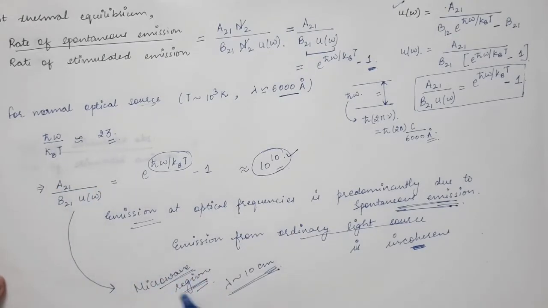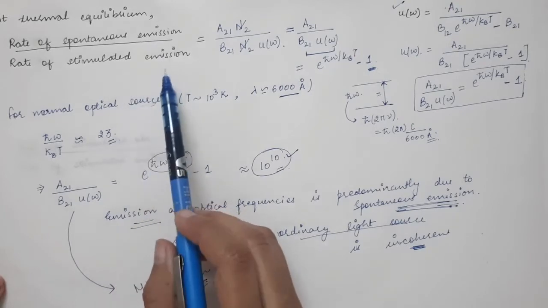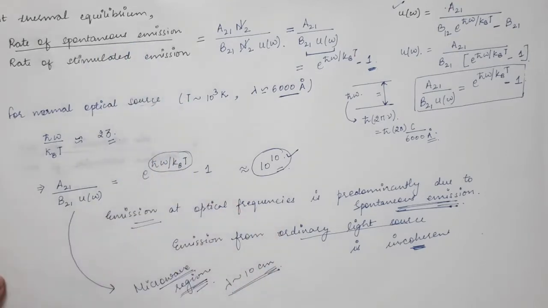Therefore, in the microwave region, stimulated emission occurs more as compared to spontaneous emission. So it is easy to construct a laser. It is easy for the lasing action to occur in the microwave region as compared to the visible region.